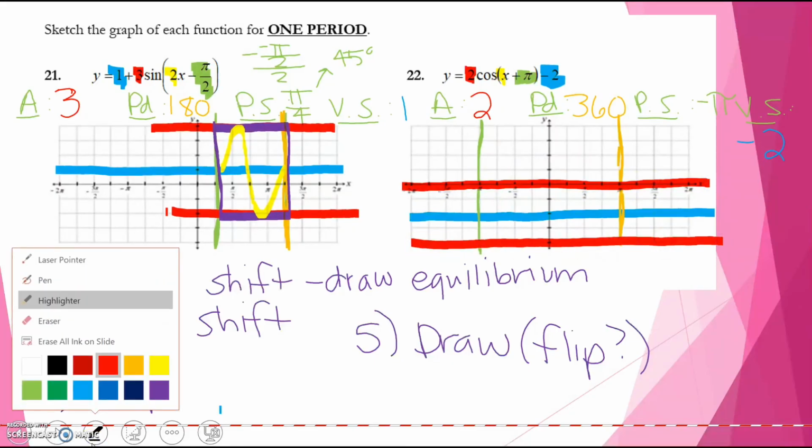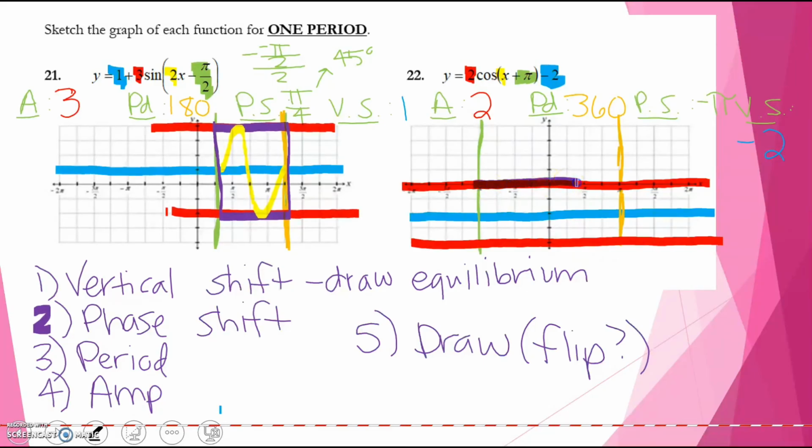So now I'm going to outline my box. So it needs to fit within there. I asked myself if it's flipped. It does not, because there's no negative out front. So now I can draw it. It is cosine. Cosine starts at the very top of the box, swoops down, and ends at the very top of the box. So that is my final product.